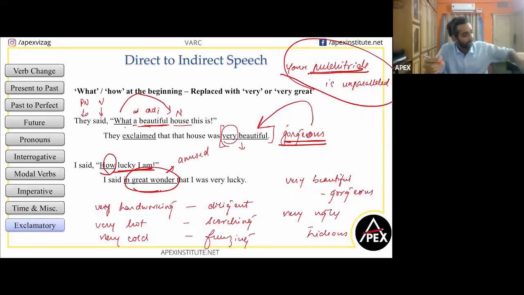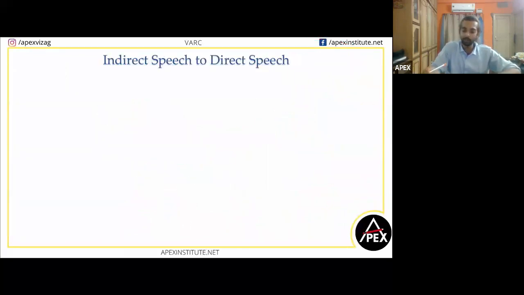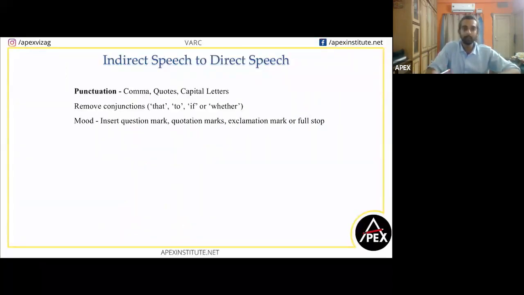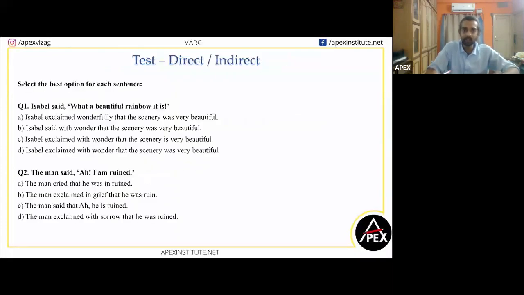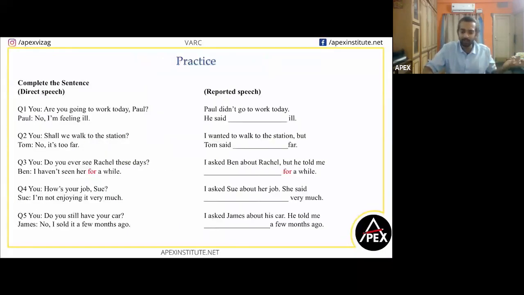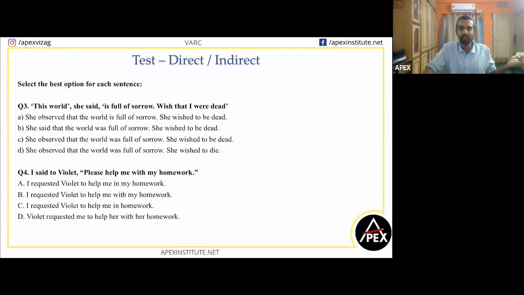I said amused that I was very lucky. Next one. Wherever we have punctuations, we'll be changing them. We'll be looking at change of tense. So let's start solving a few questions here. Last few questions, I think I have 3 pages of questions and then we'll stop.